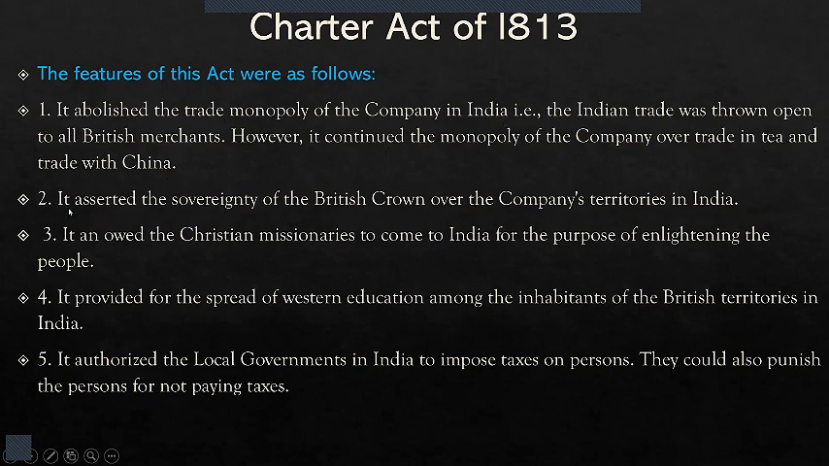The second is it asserted the sovereignty of the British crown over the company's territory in India. So obviously, it increased the British crown's sovereignty or control over the company's territory in India. The East India Company's territories were Bombay, Madras, and Bengal. So they increased their powers here.